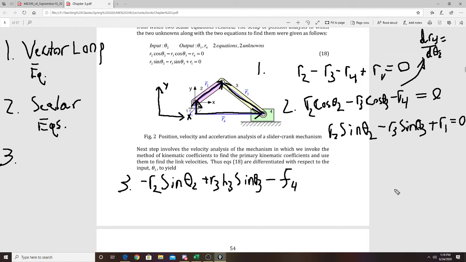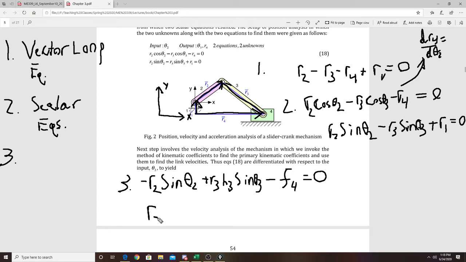So, we have R2 sine theta 2 plus R3 H3 sine theta 3 minus F4 is equal to 0. Right? That is our first equation. We have taken the first derivative of this one. Now we have to do the y one. So let's do the y one.